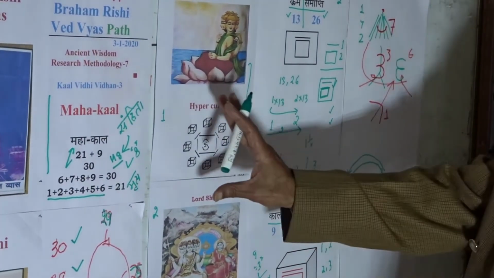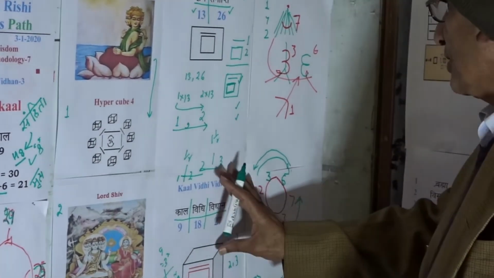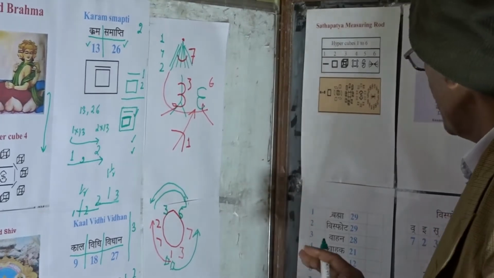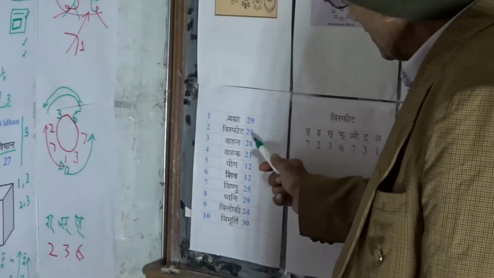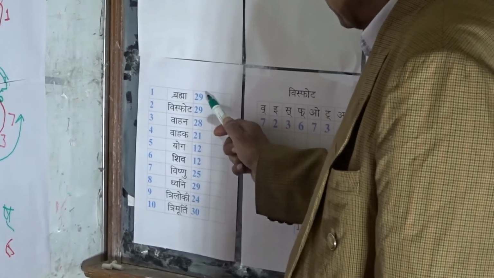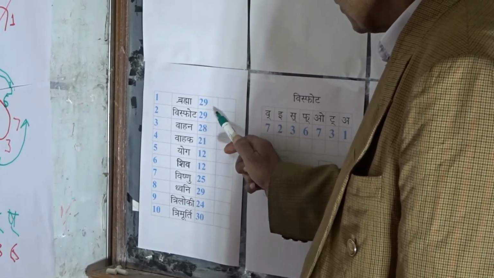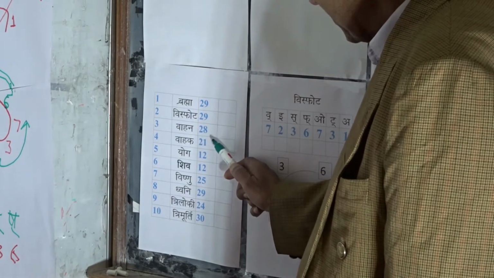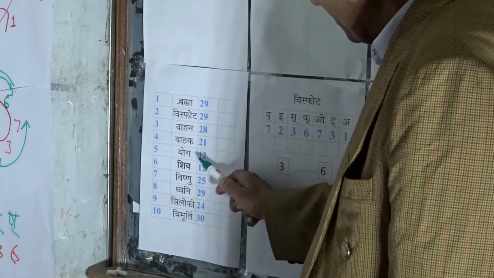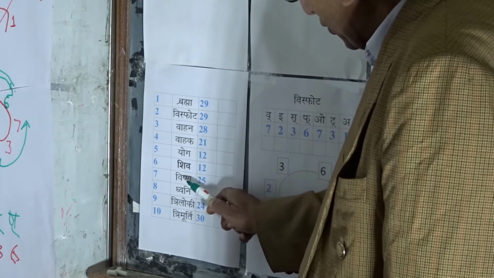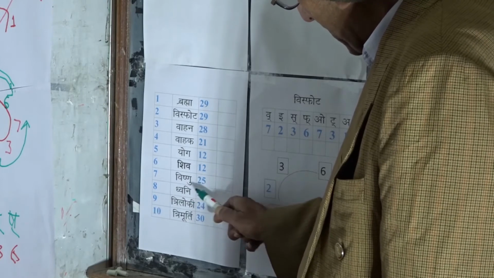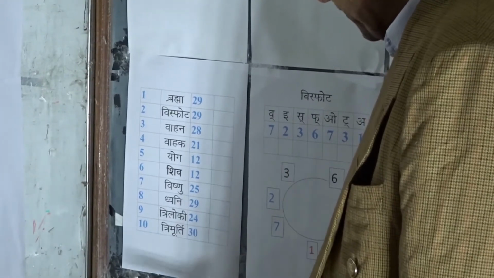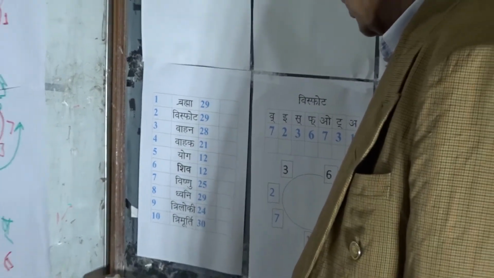Now from this background, let us have a tabulation of these 10 formulations. Brahma of TC value 29, Visphot of TC value 29, Vahan of TC value 28, Vahak of TC value 21, Yoga of TC value 12, Shiv of TC value 12, Vishnu of TC value 25, Dhvani of TC value 29, Triloki of TC value 24, and Trimurti of TCV value 30.